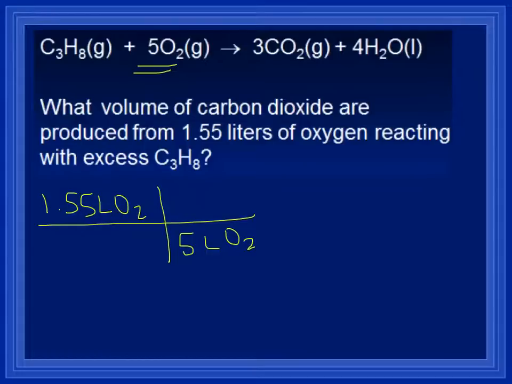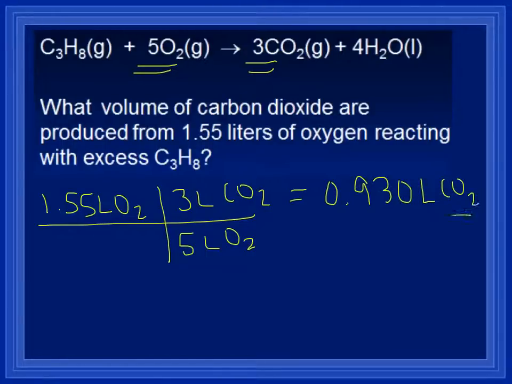We're going towards CO2, 3. So instead of 3 moles, 3 liters of CO2. And we're ready to find our answer. 1.55 times 3 divided by 5 gives you 0.93. But we're going to have to add a 0 on the end of that to keep the sig figs. 0.930 liters of CO2. So that's liter to liter stoichiometry.